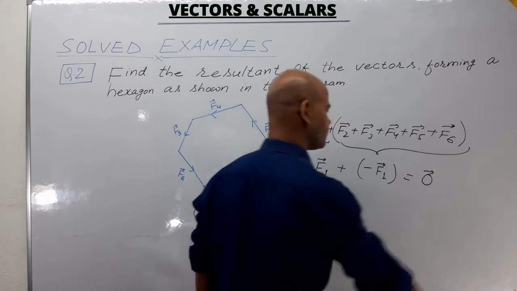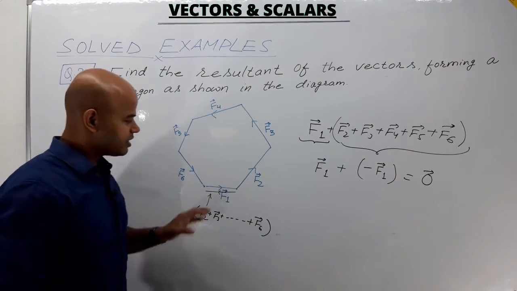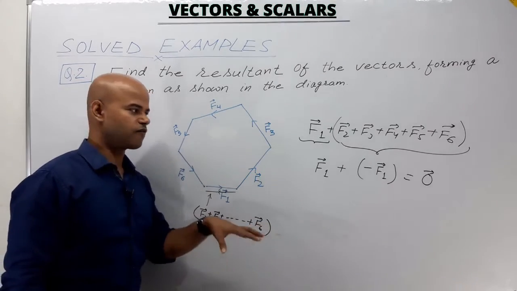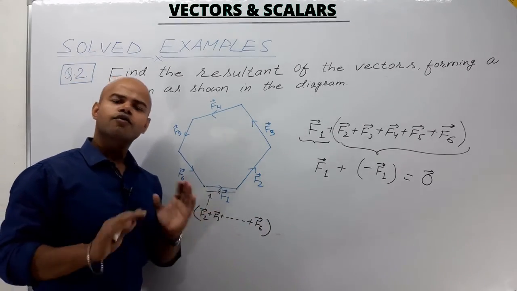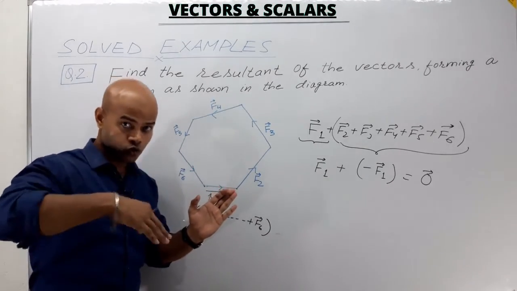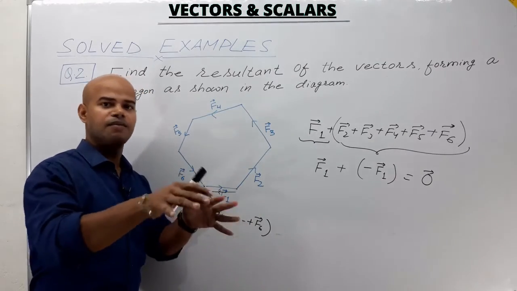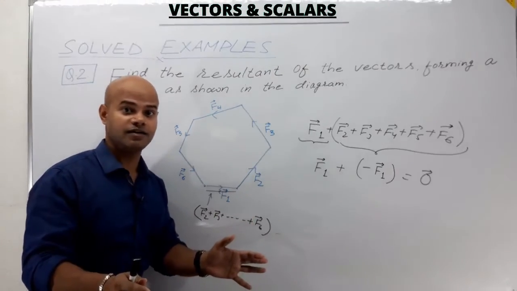Zero, the null vector, right? So the interesting thing is, it's not only about these 6 vectors or 5 vectors or 4 vectors or 3 vectors. This is a general rule for any number of vectors. If they form a closed loop or a polygon with all of them being in the same order, then the resultant is always going to be a zero vector.